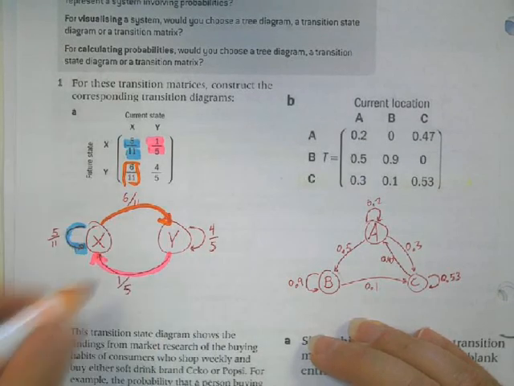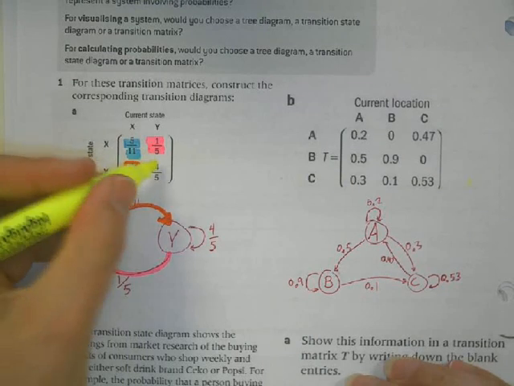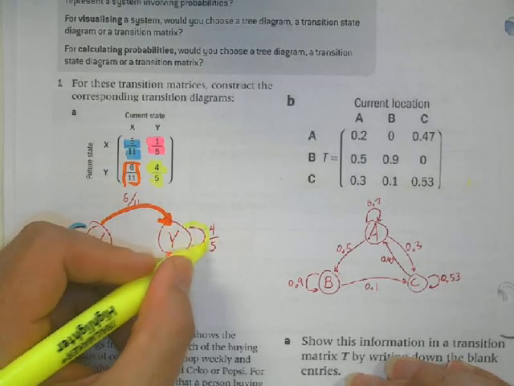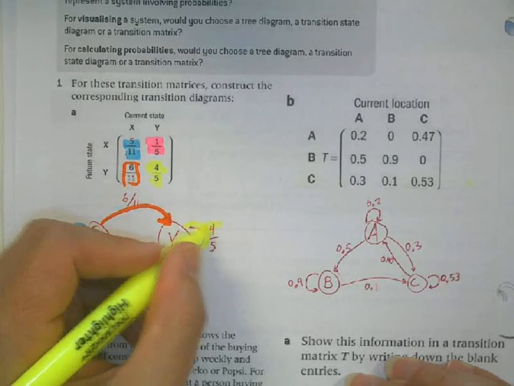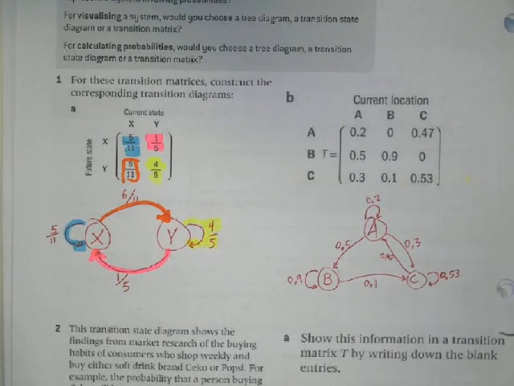Make sure you put those arrows, because otherwise it won't make too much sense. Lastly, let's do a color here. If we're starting off at Y and ending up at Y, I do a loop, and there I'm starting at Y and ending at Y. Okay, you might want to check your work on this one.